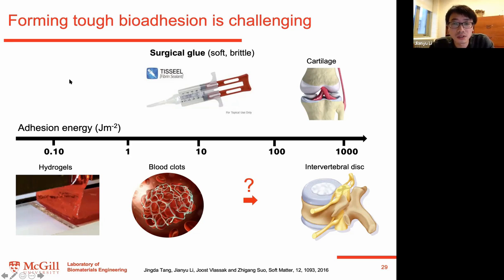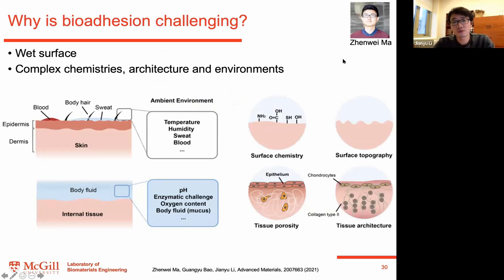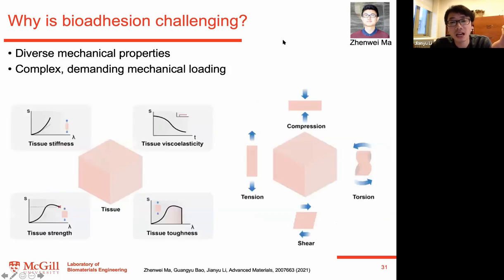That is the focus of the second part of my talk, about this biointegration technology. In order to answer this question, I would like to provide some background on why bioadhesion is challenging. There is a recent review by my student, and we just want to highlight that bioadhesion deals with biological tissue. Biological tissue has a wet surface and has very complex chemistry and architecture.